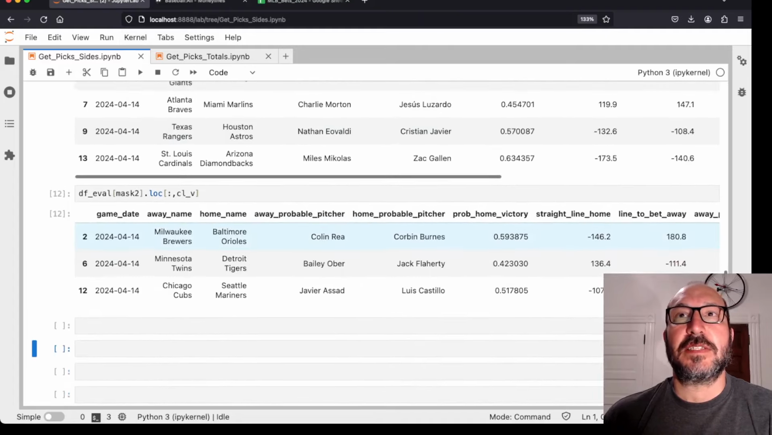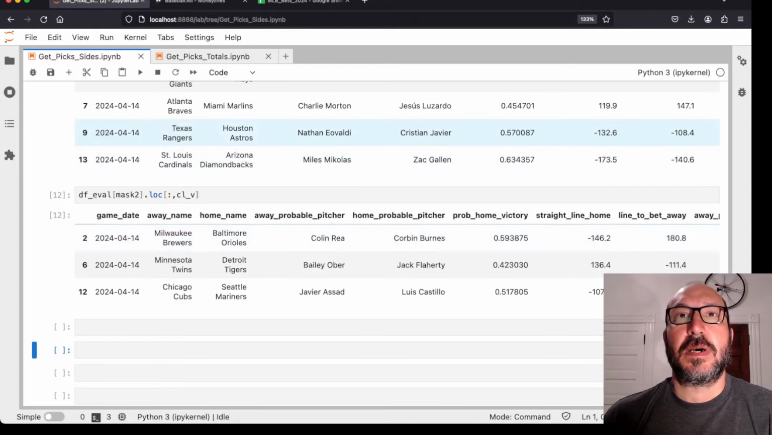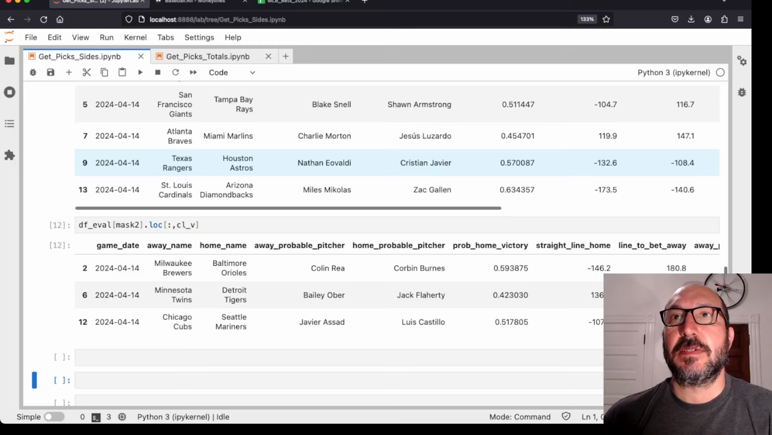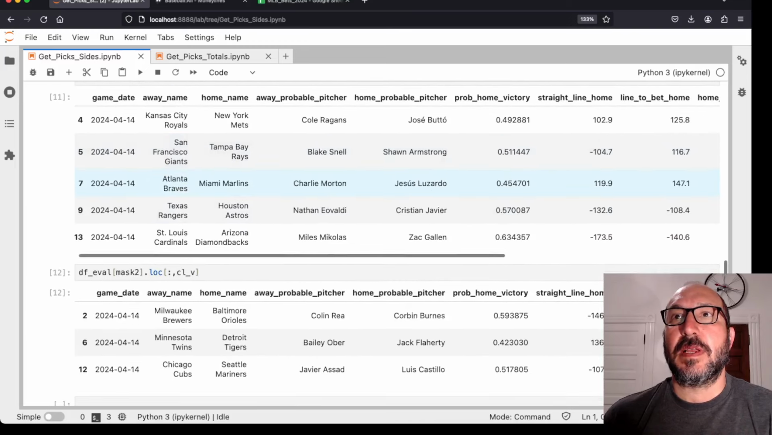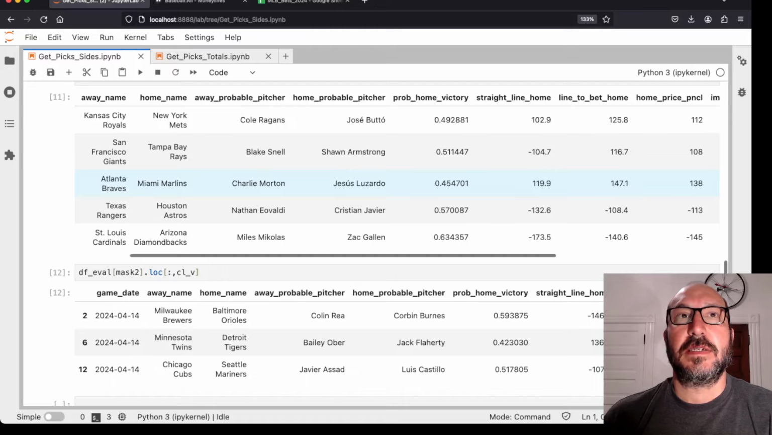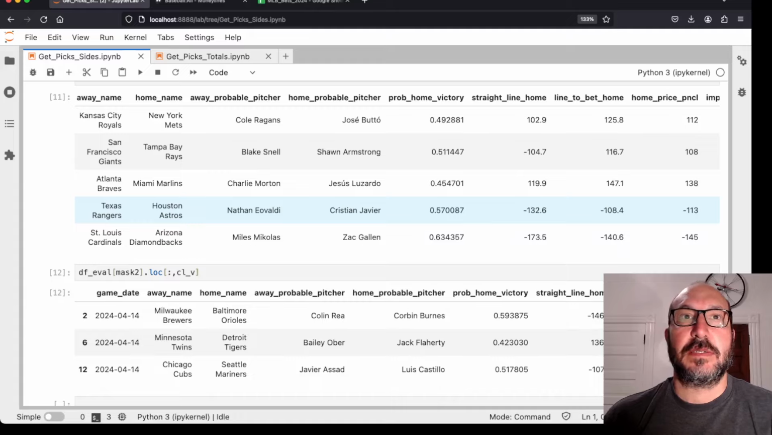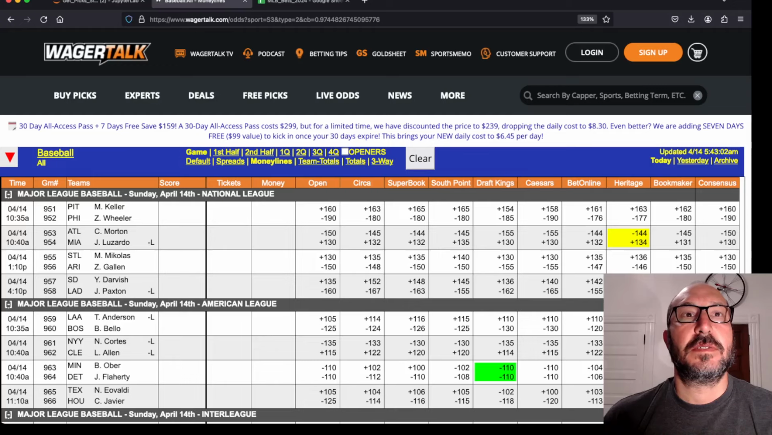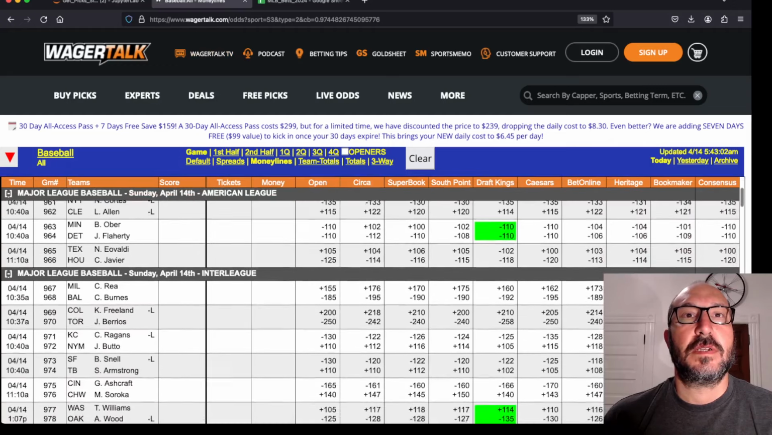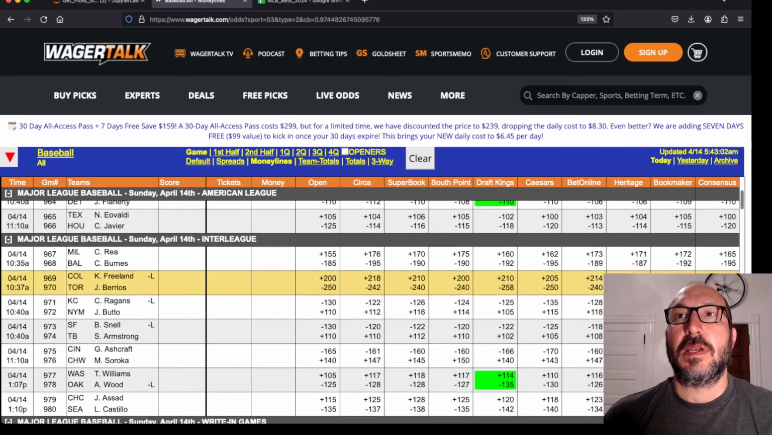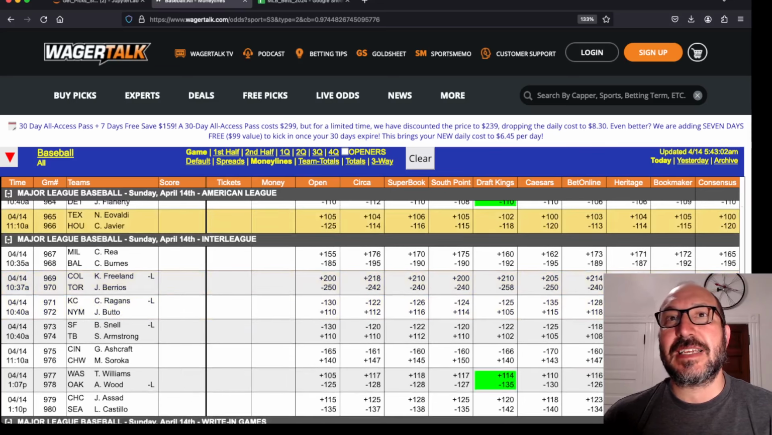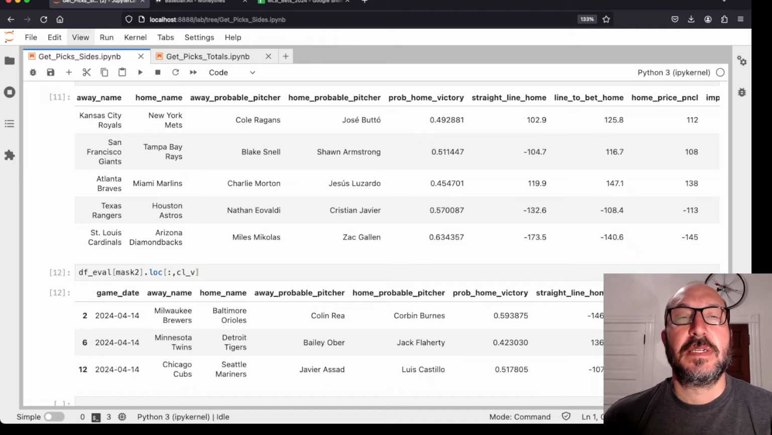Next up, Rangers Astros. Model likes the Astros as the favorite, and says to get minus 108 or better on the Astros. And you can see we're not getting minus 108, we get minus 113. But that's the best we can get, so we won't take a bet there.